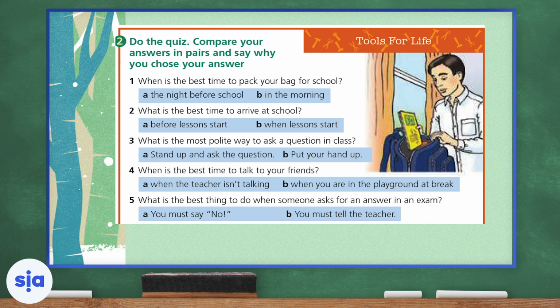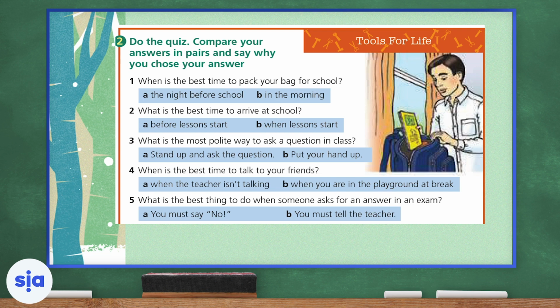Question 3. What is the most polite way to ask a question in class? Is it A, to stand up and ask the question, or B, put your hand up? Choose one answer and write it down. Question 4. When is the best time to talk to your friends? Is it A, when the teacher isn't talking, or B, when you are in the playground at break?